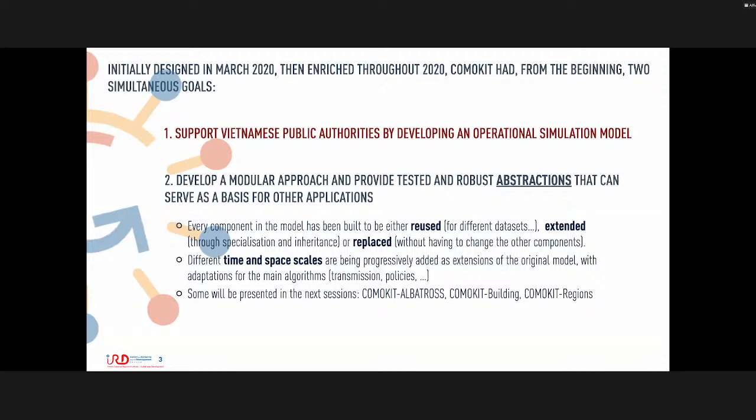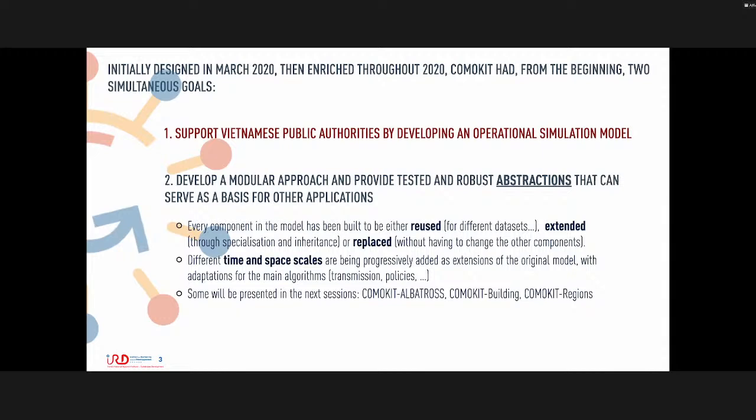Second goal, we decided to do it in such a way that we wouldn't have to reinvent the wheel for every case study. So it means developing a quite modular approach and providing tested and very robust abstractions, already programmed, from which you can simply inherit if you want. Every component in the model has been built and designed to be either reused, for example, for different data sets, if you want to change the case study, extended through specialization and inheritance, or replaced easily without having to change everything. So for example, the epidemiological model, you can just unplug the existing one and plug in a new one. It's not always that easy, but basically the spirit is this one.